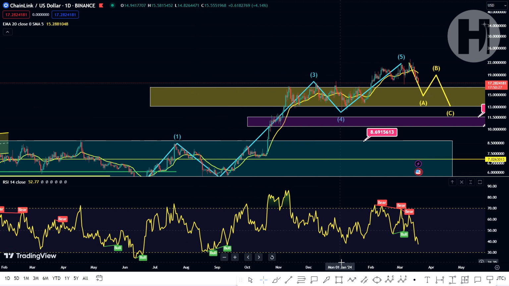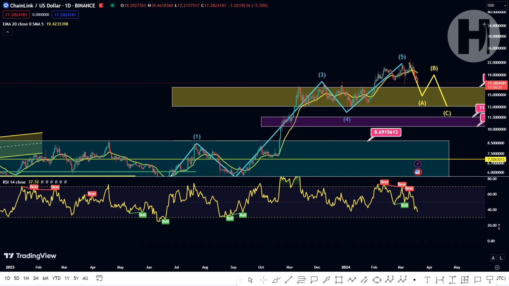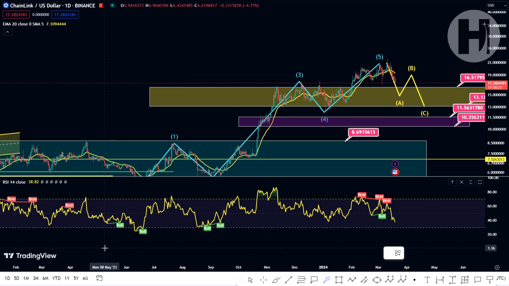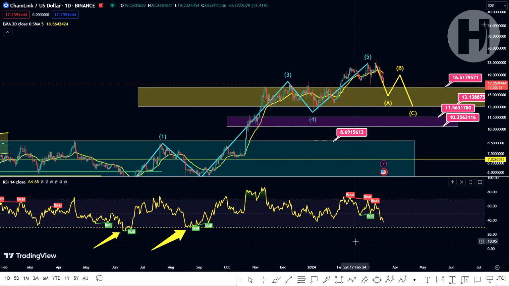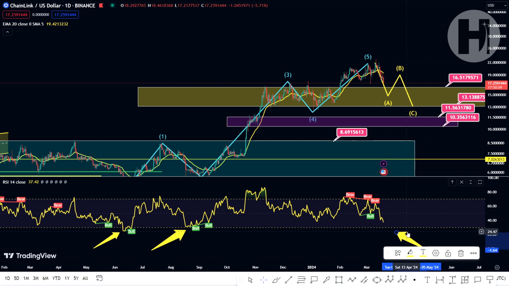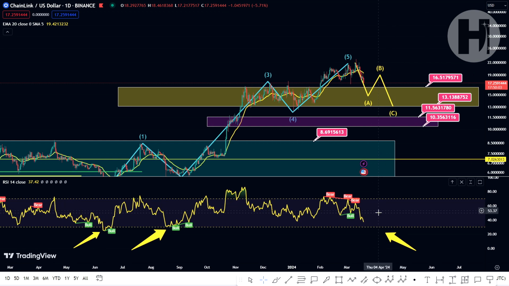So what I would look for is a retest of the oversold. And we did see that over here back in June 2023, as well as August 2023. And very close to that area in January 2024. So if we're able to do that again here in March/April 2024, that is going to be a really good entry point for all of you guys entering Chainlink if you haven't bought in.